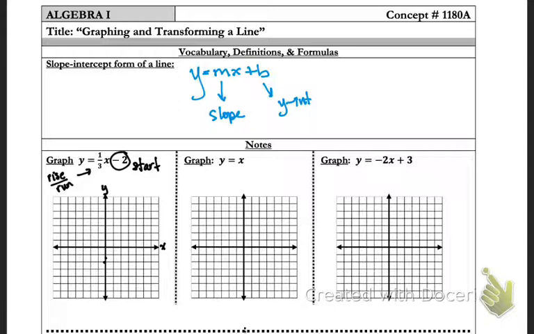From that point, do not go back to the origin. Stay at -2. From that point, I'm going to go up 1 and to the right 3. You can repeat this as many times as you'd like. Up 1, right 3. What happens if you run out of space on the graph?